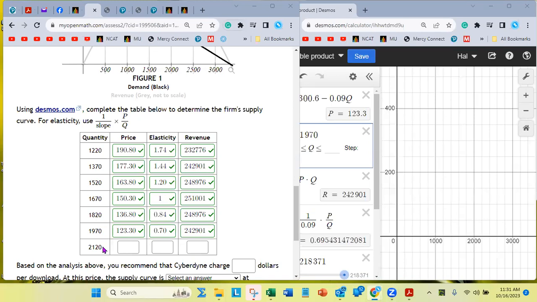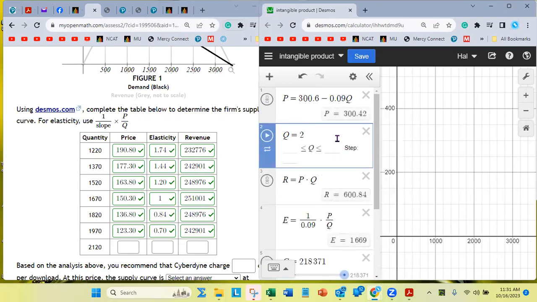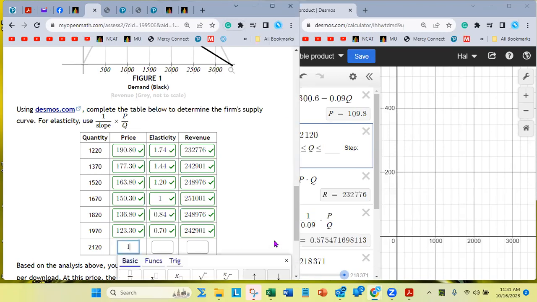So the last quantity in my table is 2,120. So I'm going to change this to 2,120. The Q, the big Q. Make sure that this is a big Q here, right? And that gives you a price of 109.80. My elasticity has dropped all the way down to, this is a 5 here, so this 7 becomes an 8 when I round to 2 decimal places, 0.58.